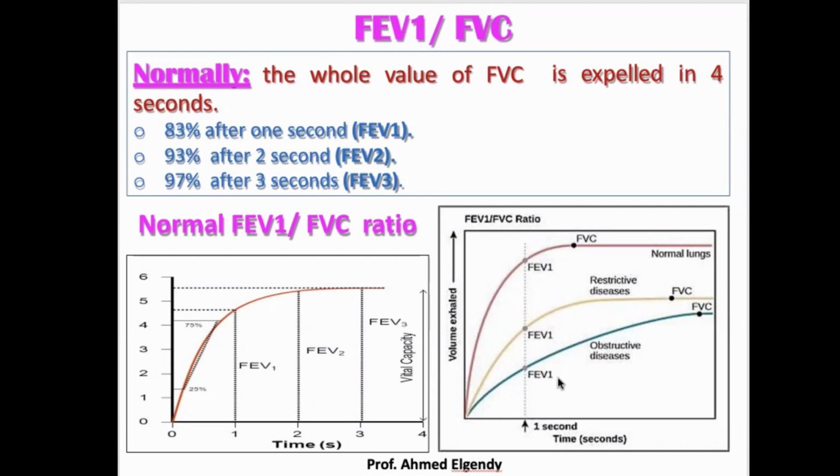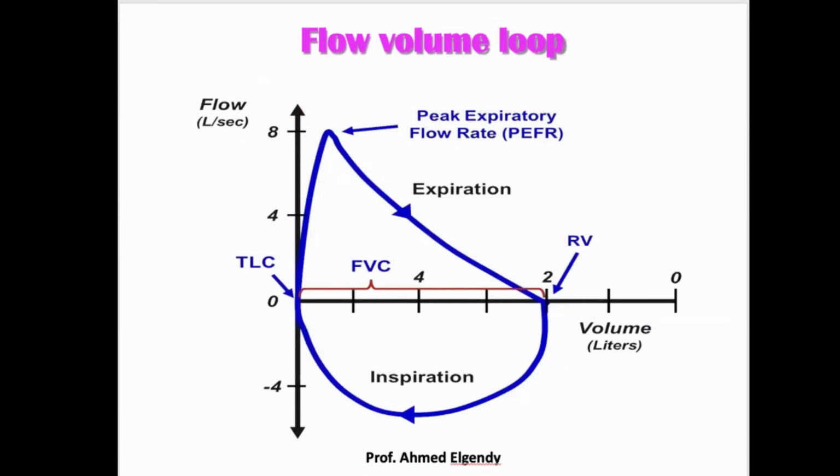So in obstructive and restrictive lung disease, what happens? This is the normal lung. This volume is in the normal lung, so FEV1 is here. In the restrictive lung disease, as you see here, this is decreased. And in obstructive lung disease, this is further decreased. But how about the ratio? This ratio I'll show you in the next slide.